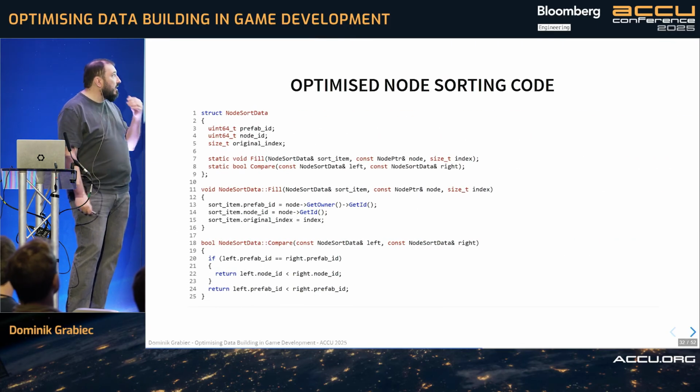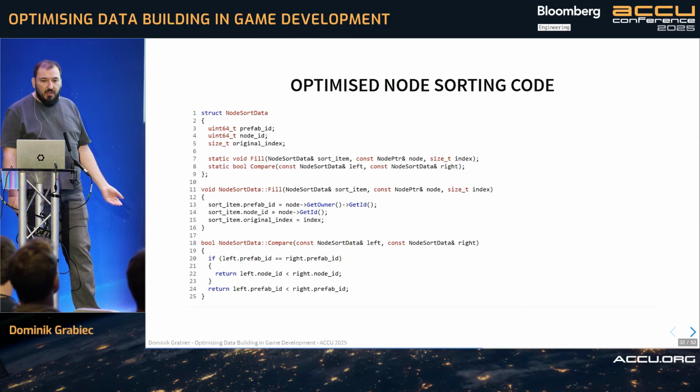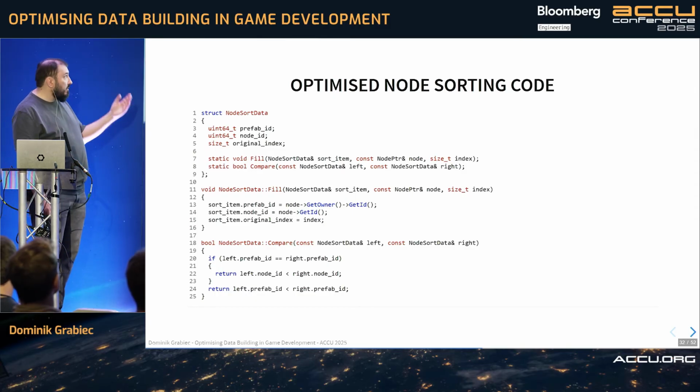So this is the code. This is the node data structure used for sorting. It's got the IDs extracted from the previous classes, and it's also got functions to fill and to compare.